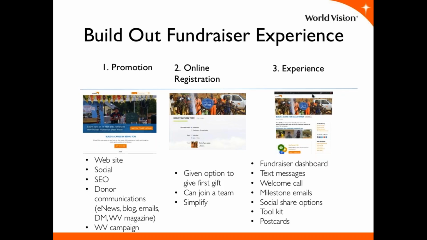Milestone emails, so putting in scheduled notifications that people have hit 50% of their goal, 100% of their goal, giving them those pat-on-the-back emails. Social share options, a toolkit, and postcards. All of these are a variety of ways we've found you can reach out to people. So maybe if their welcome call went to voicemail, at least they're still getting a postcard or that email. Having multiple ways to reach out to people and encourage them, as many as you can in digital and non-digital spaces, is really ideal.